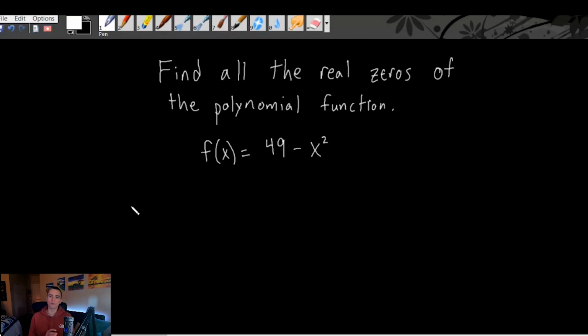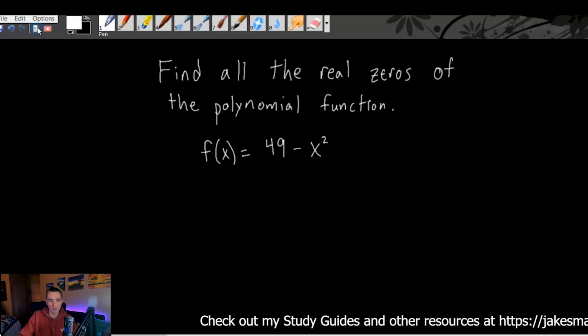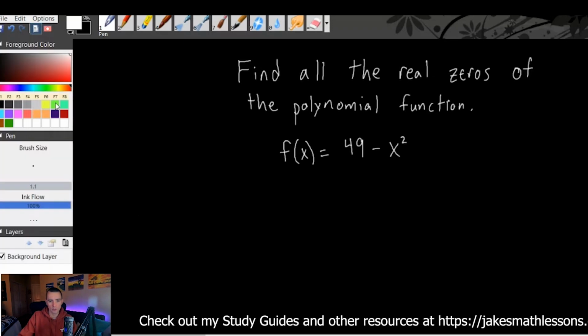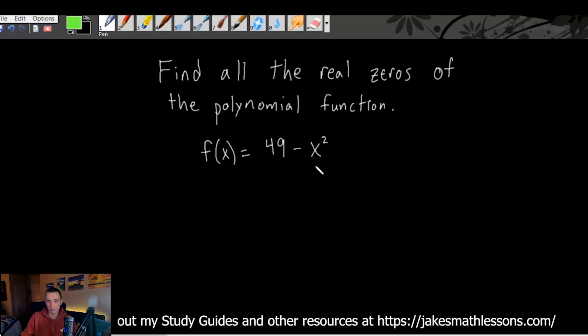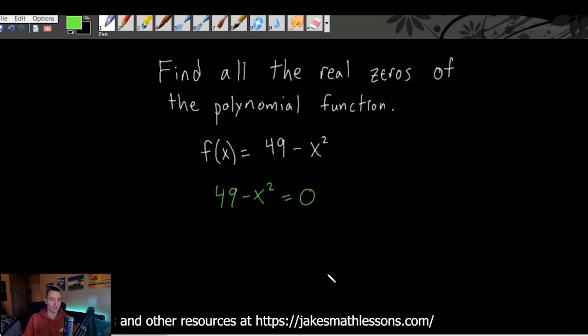Find all the real zeros of the polynomial function, and the function that we got here is f of x equals 49 minus x squared. So really, when it comes to any of these types of problems where you're trying to find all the real zeros of the polynomial, all you're doing is taking the function that they give you, 49 minus x squared in this case, and setting it equal to 0.